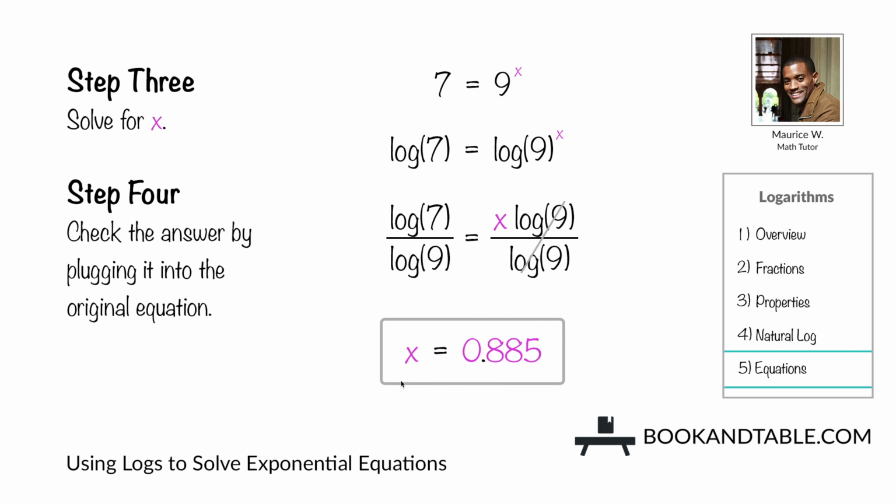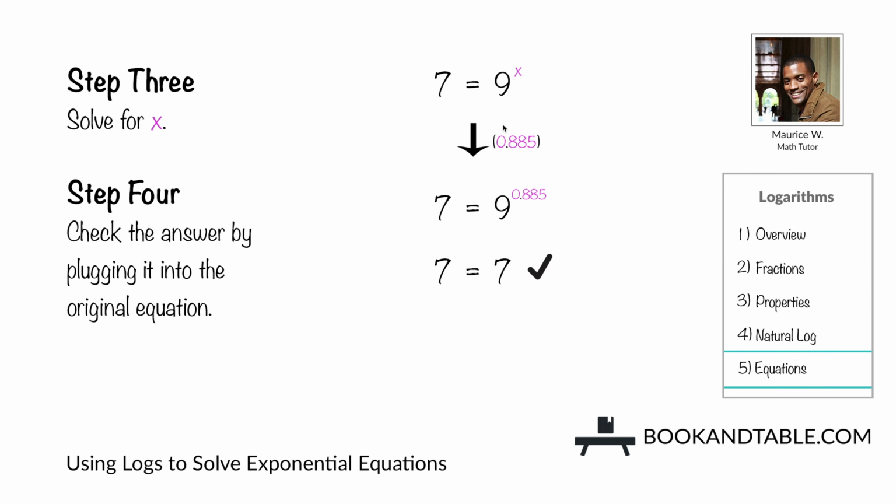And now you can check the answer by plugging this value of x into the original equation to see if this equation is true for this value of x. So when we plug in 0.885 for the exponent, if we plug into your calculator 9 raised to a power of 0.885, you'll find that it's equal to 7, making this equation true. So that is how we go about using logarithms to solve exponential equations.